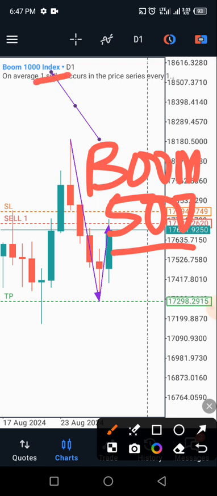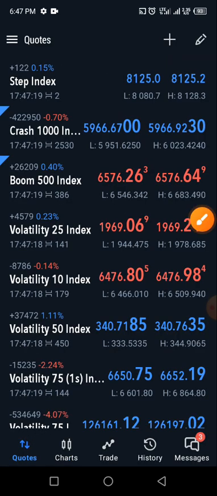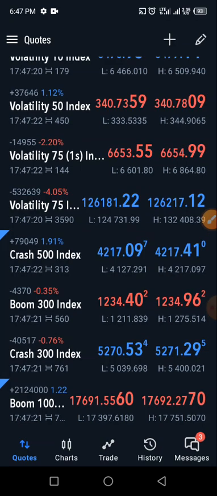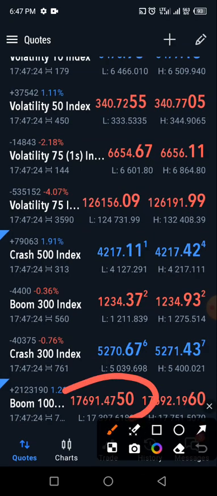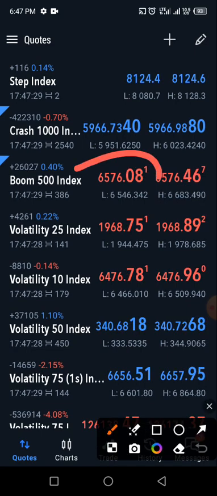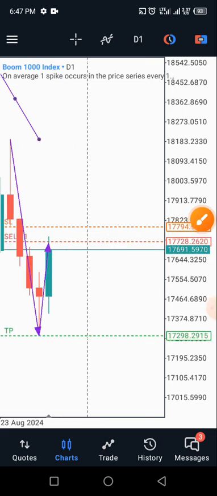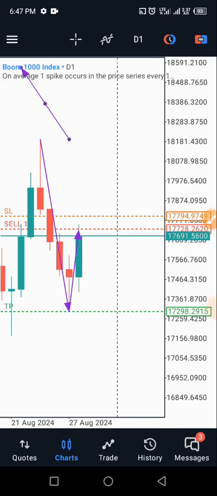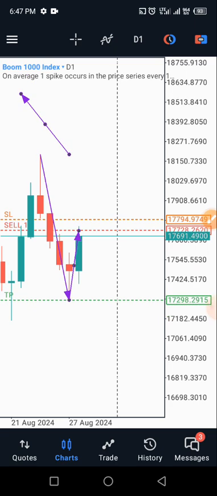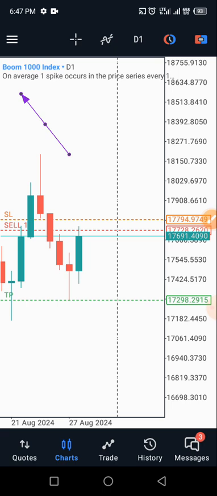But as we all know, the Boom 1000 index is also highly volatile. If you look at the volatility of Boom 1000, you can see here that it is highly volatile compared to the Boom 500 index, which is not as volatile. But in spite of the volatility, we want to take advantage of the fact that whenever it starts trending, we'll be able to take either a buy or a sell in the market.